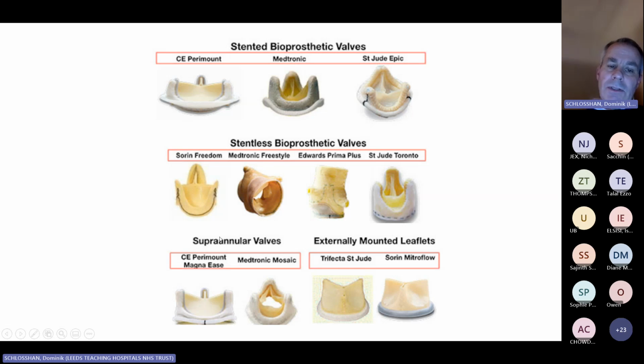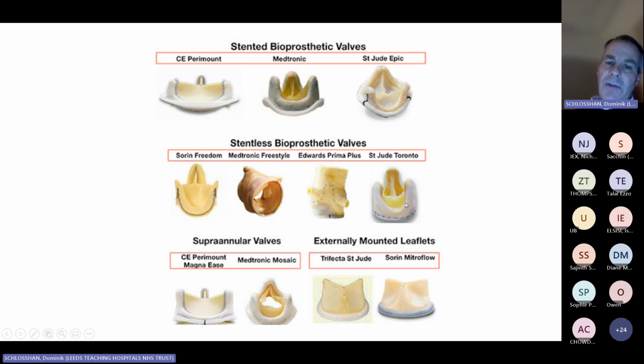And then, of course, you also have the superannular valves, when people have a small annulus, where you can put them above the annulus, with the theory that you get a better orifice area. Also importantly, you can have some valves where the leaflets are mounted externally. You can appreciate the difference between the bottom right corner and, for instance, the Perimount Magna, which is mounted inside. The theory is that if it's mounted externally, you have a bigger orifice area.